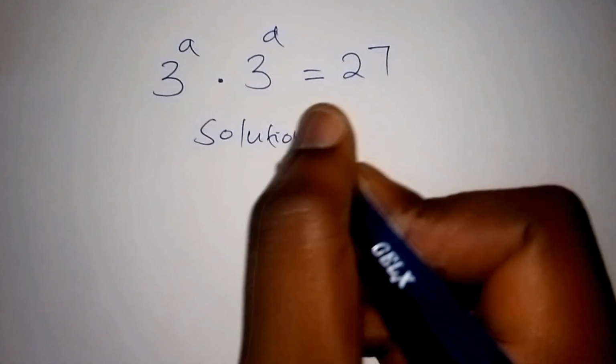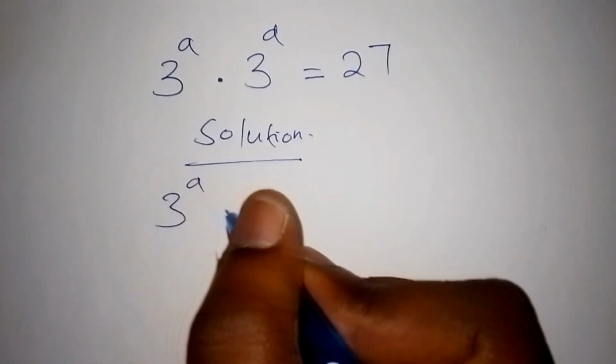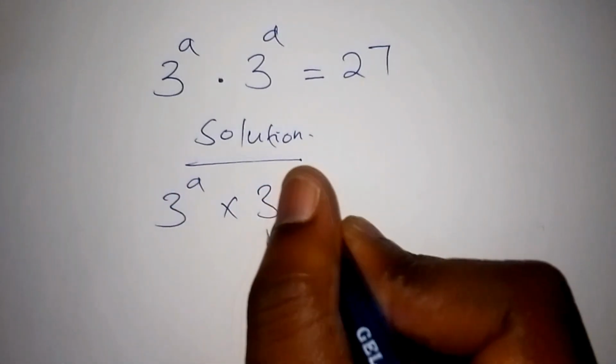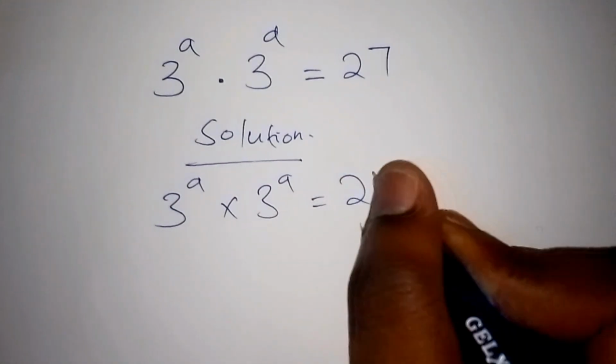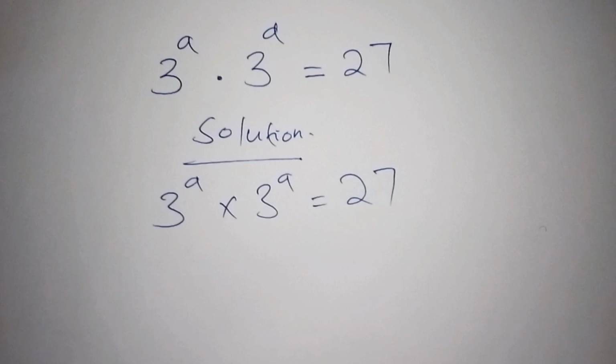So on our solution, this one is the maths problem. We have 3 to the power of a, then multiplied by 3 to the power of a, is equal to 27. The dot simply means multiplication. So now here is the formula for this.